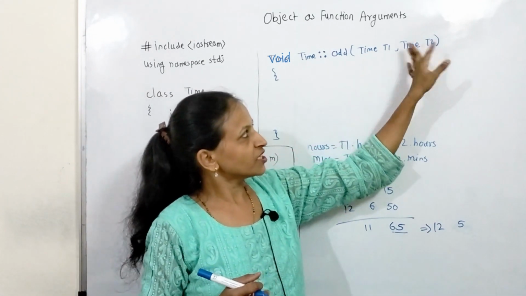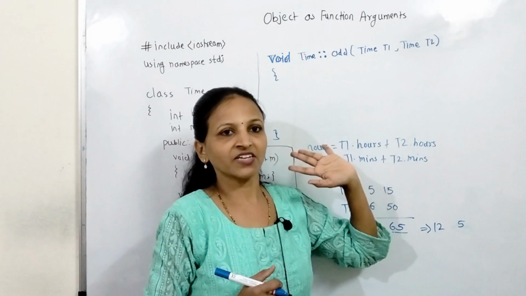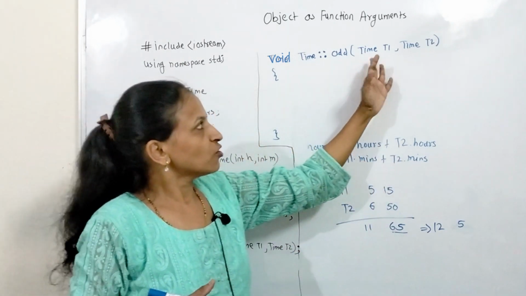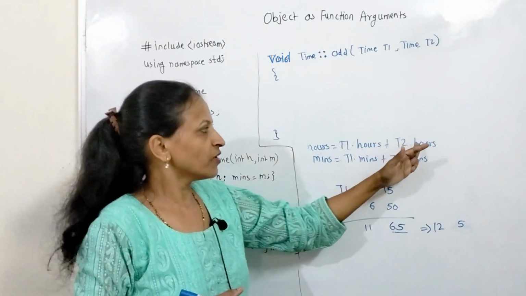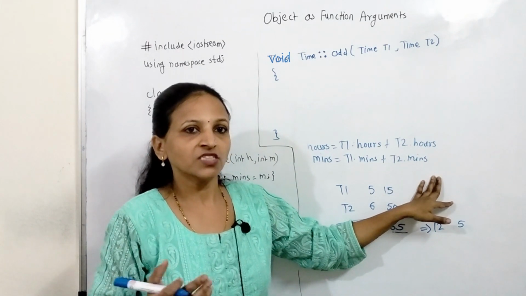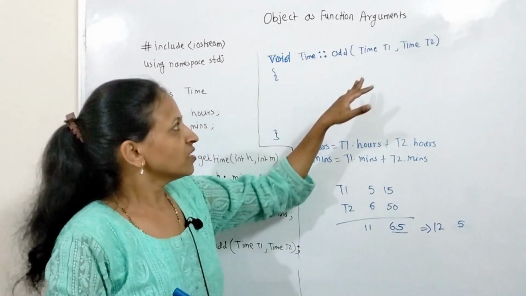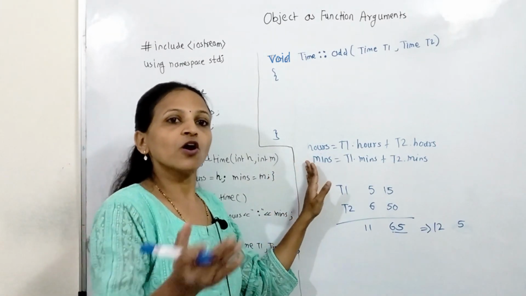And these passed objects are like T1 and T2. Whatever objects you are passing, those will get copied inside T1 and T2. Now using T1.hours, T2.hours, we can fetch hours of those two objects. In the same way, T1.minutes and T2.minutes. Using this, we can get minutes of both the objects, and that we can store inside the calling object's minutes.